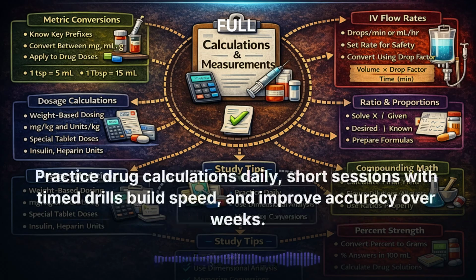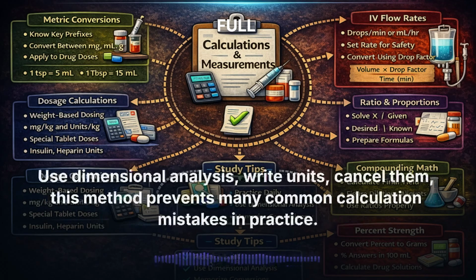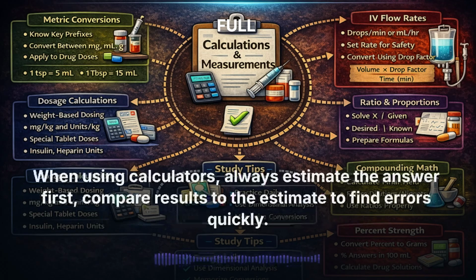Practice drug calculations daily. Short sessions with timed drills build speed and improve accuracy over weeks. Use dimensional analysis. Write units, cancel them. This method prevents many common calculation mistakes in practice. When using calculators, always estimate the answer first. Compare results to the estimate to find errors quickly.